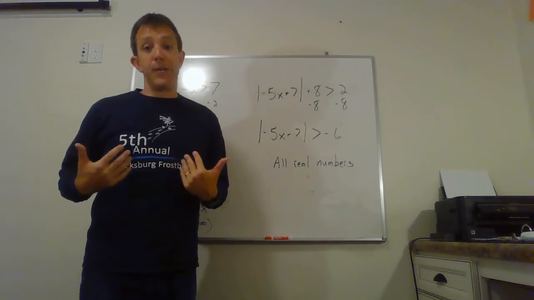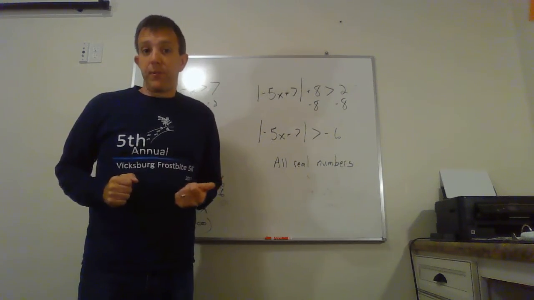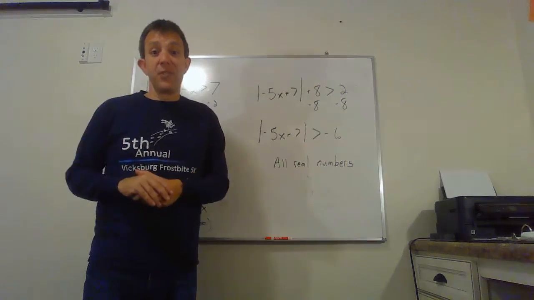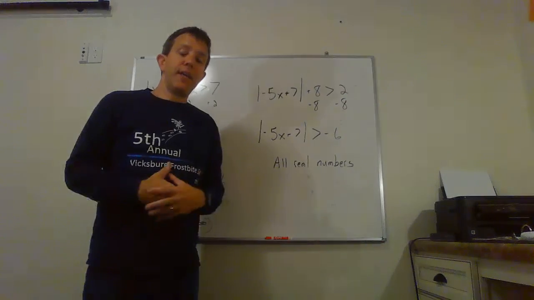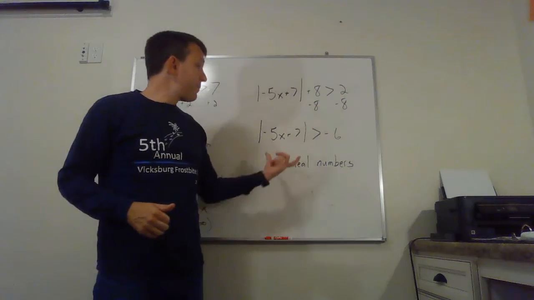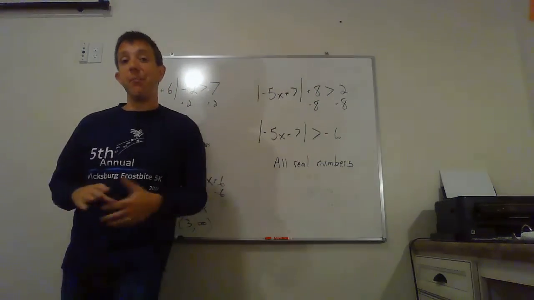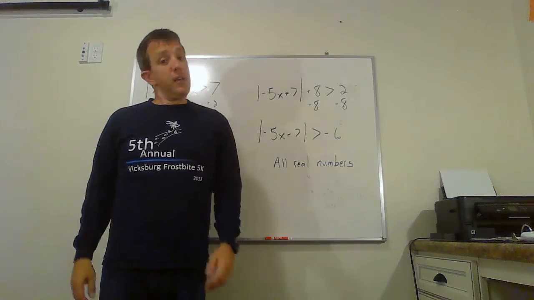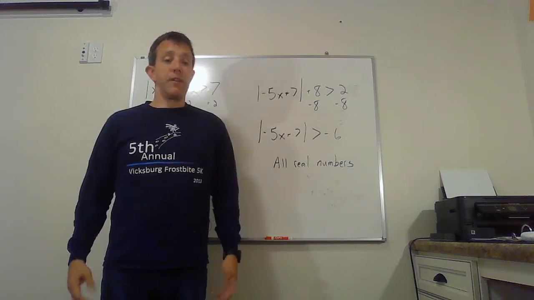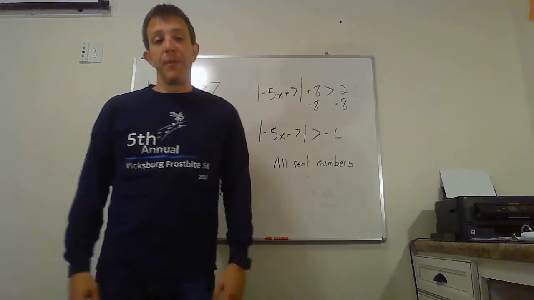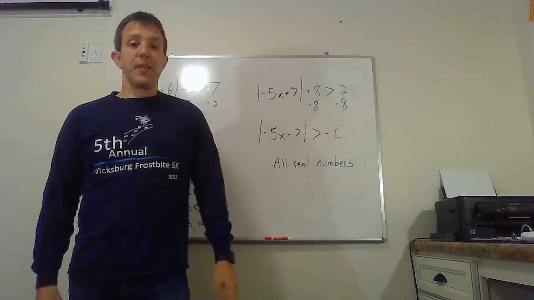Absolute values always spit out positive numbers. Well, our absolute value is, we're asking what x values will make this be bigger than negative 6. Well, everything will make it bigger than negative 6 because since absolute value only spits out positive stuff, this happens everywhere. So our solution here is all real numbers, everything. If you want, you could write it as negative infinity to positive infinity, and that would be fine. Or you can just write all real numbers, and I'll take that.